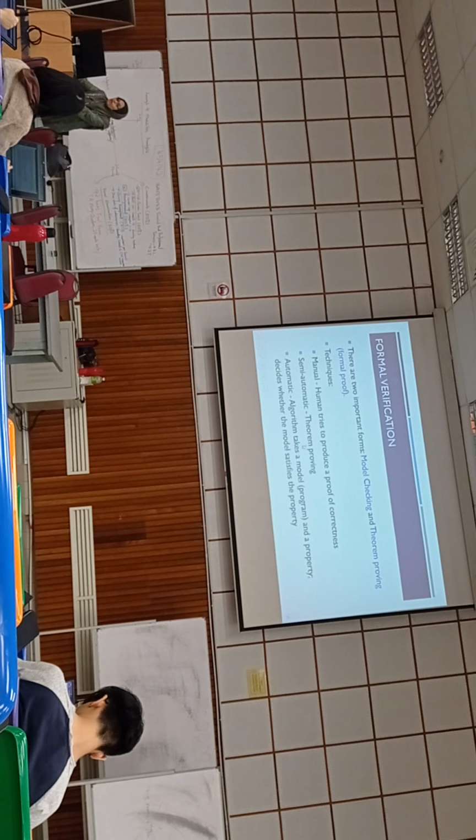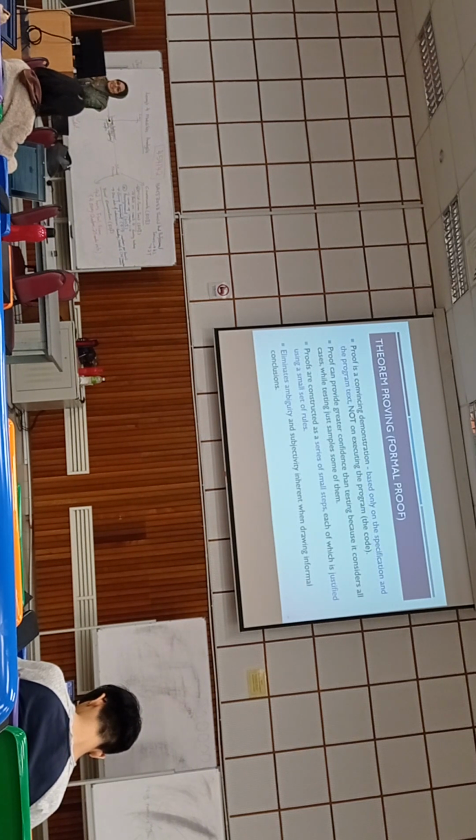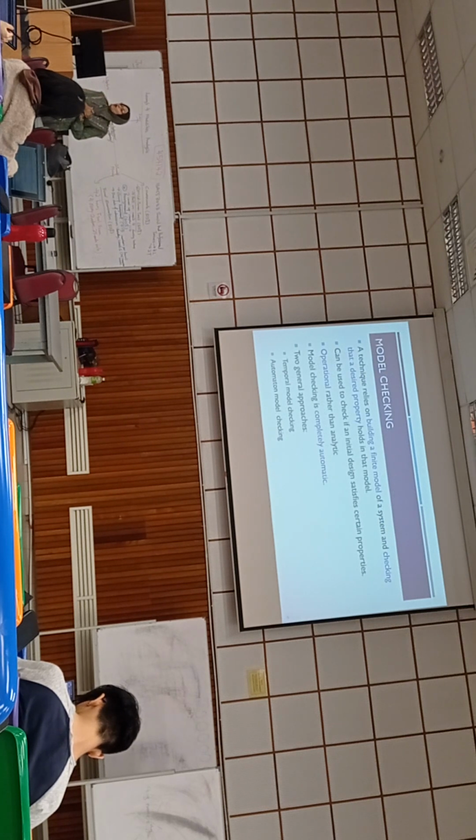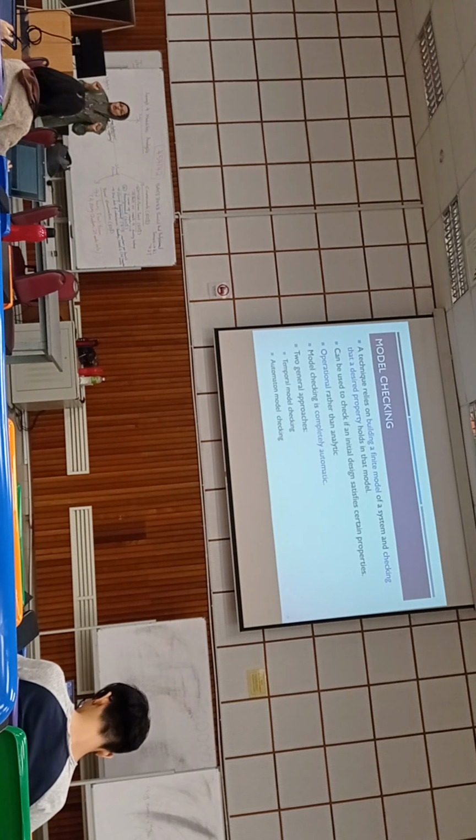Okay, but when you go for model checker, it is 100% automatic. Okay, 100% automatic. Okay, this is the explanation about the theorem proof just now, formal proofing just now. So you can read about this. So for model checker it is 100% automatic. Okay, why is it automatic?